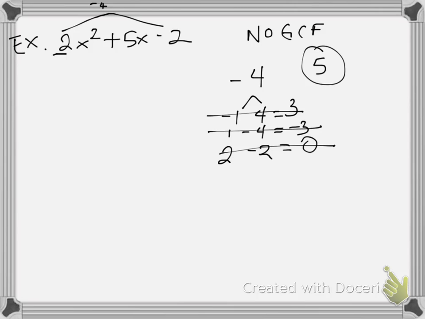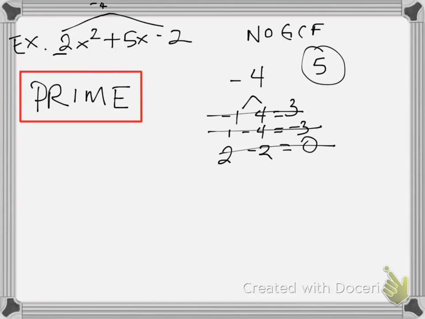Okay, so what happens is that this is what you would call prime. I cannot do anything else. I cannot go any further on this particular problem because there's no way it works. So what that means is that is as factored as it can get. There's no way to factor that out into other factors. Okay? I just wanted to show you an example of a prime.